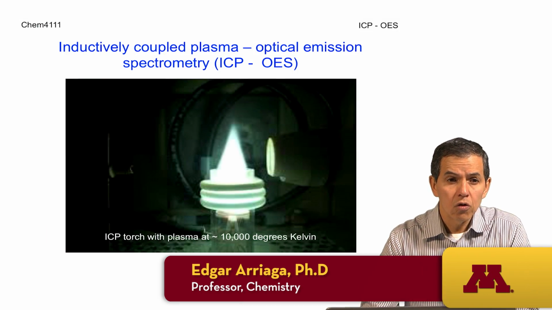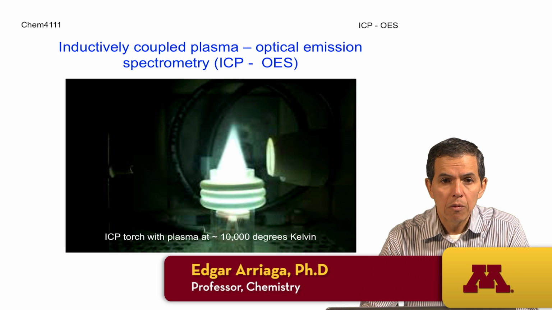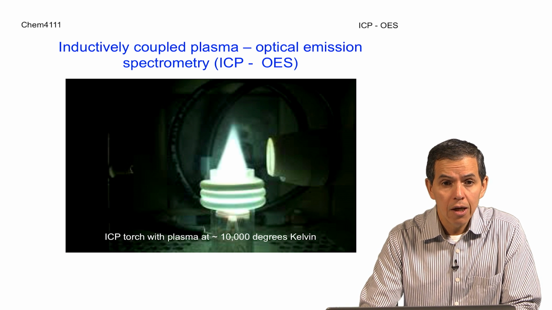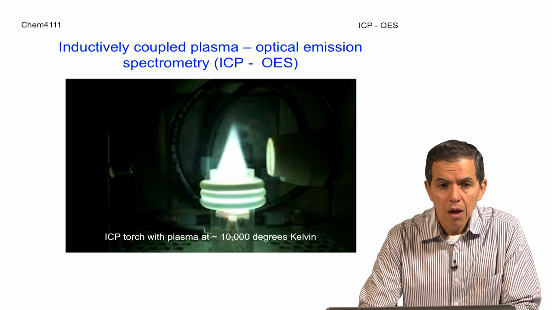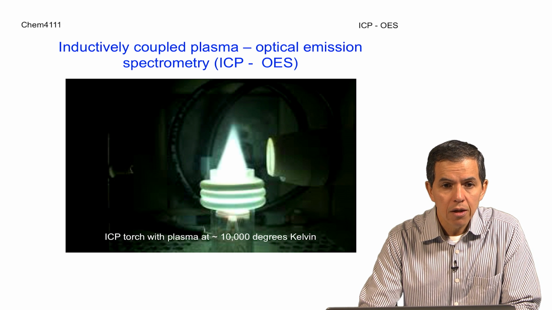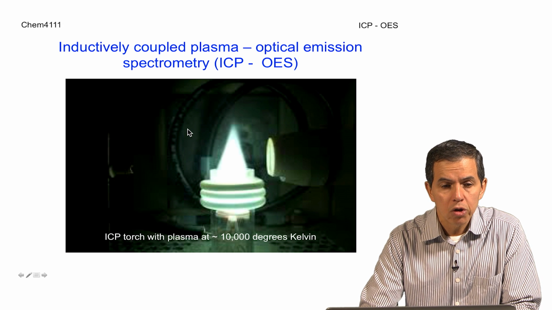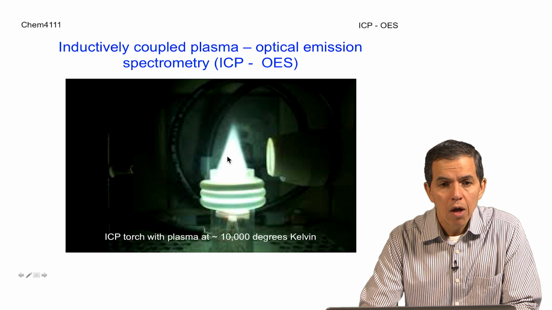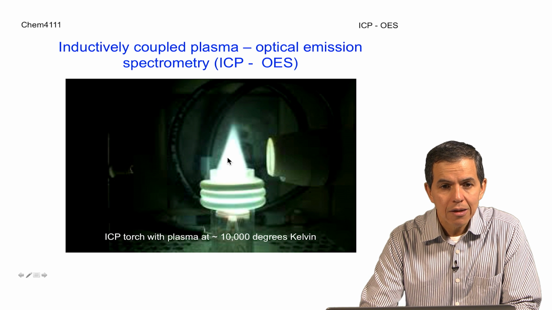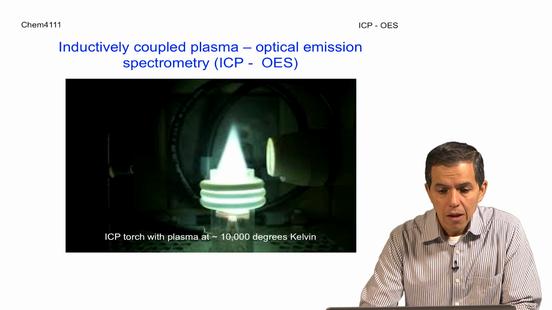This is an introduction to a technique called inductively coupled plasma optical emission spectrometry. We refer to this technique as ICP-OES. In this slide, what we can appreciate is one of the hearts of this technique, which is the ICP torch, illustrated by a very hot plasma, about 10,000 degrees Kelvin, that is able to analyze and atomize almost all the elements that are present in any sample.